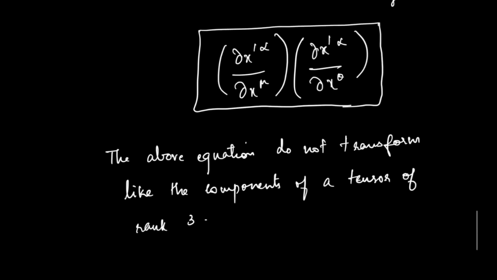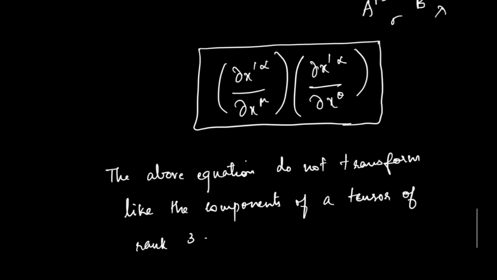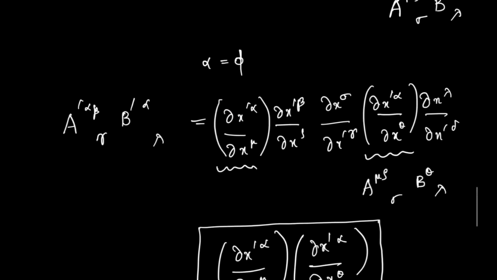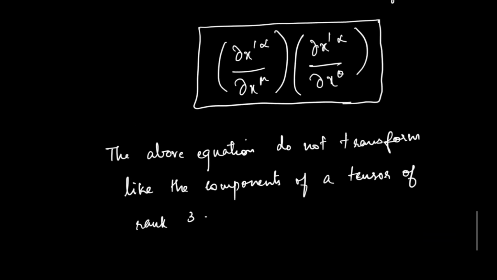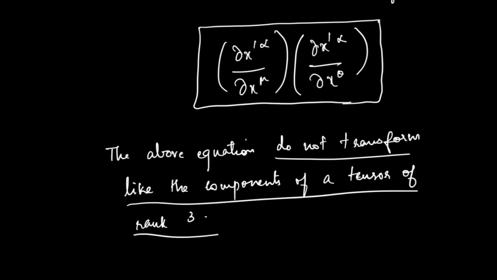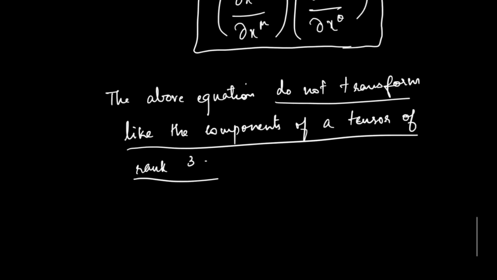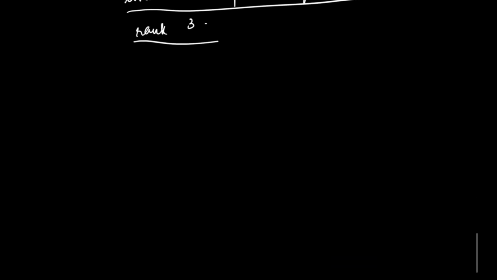Okay, therefore if one index of a tensor is equated to a similar index of the other while taking the inner product of the two tensors, the resulting set of functions is not a tensor. Okay, so I hope this part is clear. Now we will go to the next topic.